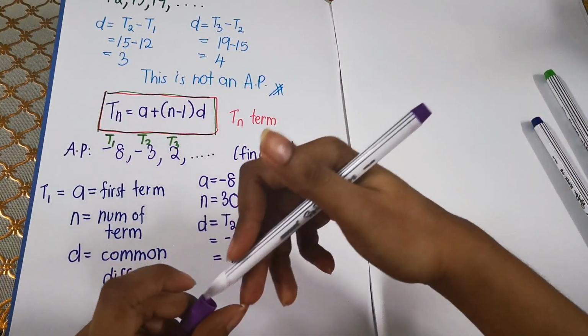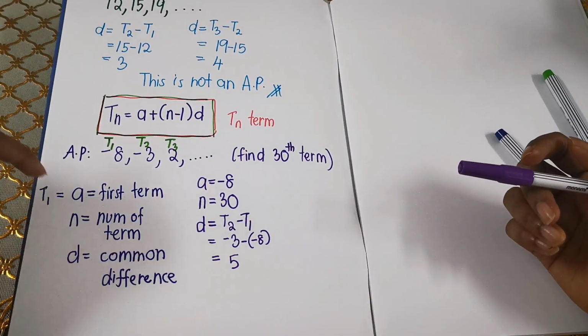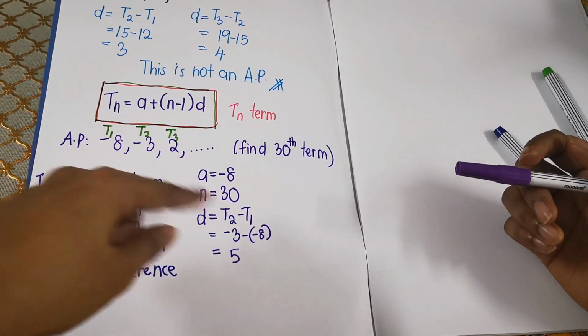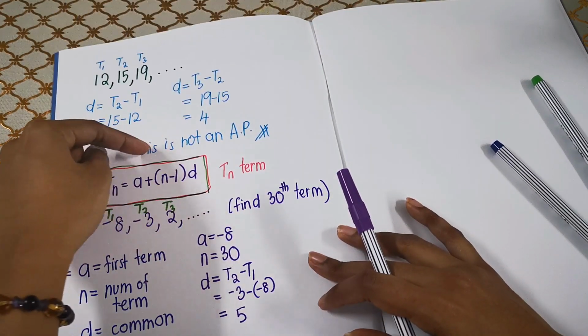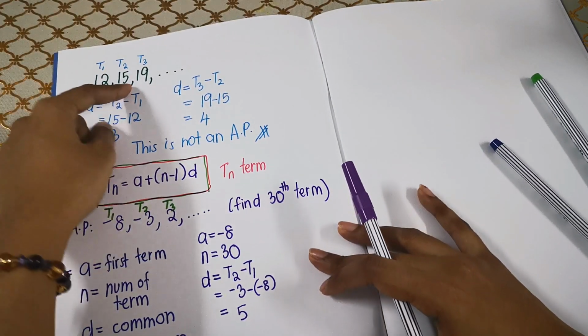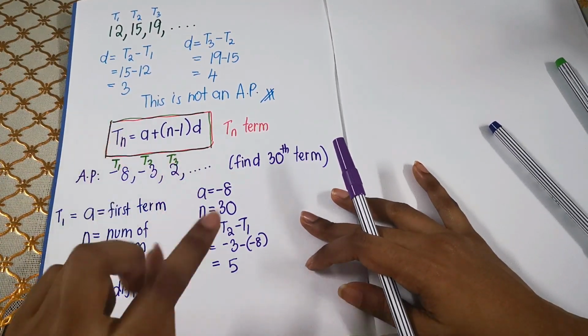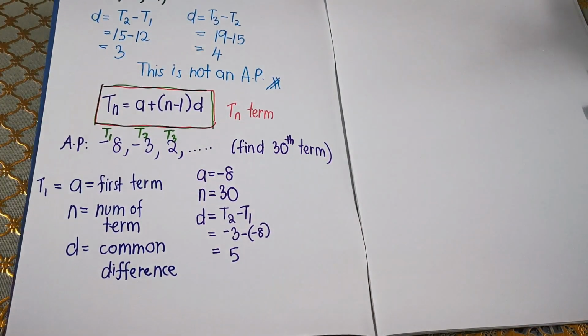For the common difference, finding it once is enough, because it's already stated that this is an arithmetic progression. Previously I found it twice because I wanted to know whether it was arithmetic or not. If the question already says it's arithmetic, just find it once. Now substitute all these into the formula.